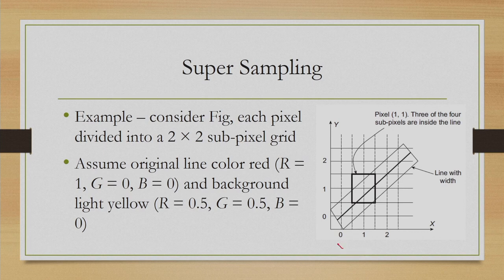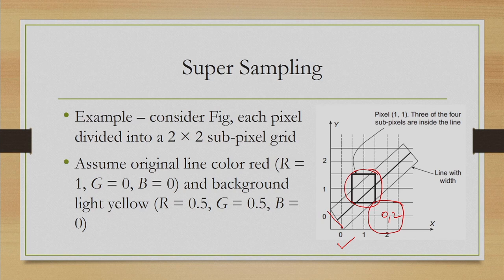For example, in this figure, as you can see, the line has some width and each pixel has a 2 by 2 subpixel grid. So, for example, this is a pixel which has a 2 by 2 subpixel grid. This is pixel 0 2. Similarly, this is pixel 1 1, which has a 2 by 2 subpixel grid.